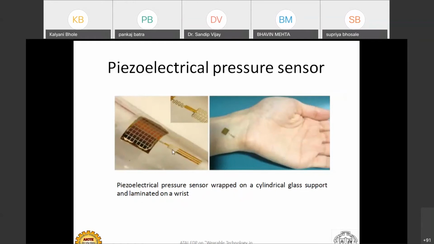And you can see a closer view of how it is fabricated, in more depth in a small window. This is a sensor wrapped on a cylindrical glass support and laminated on the wrist. Because of the pressure, its charge changes, and the change in the charge is collected and measured, and this gives us a signal of the blood pressure.